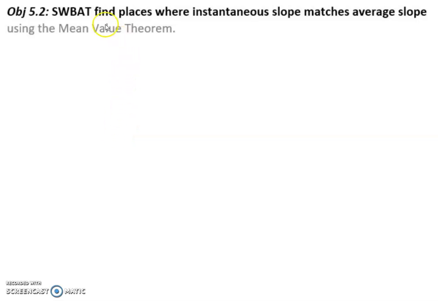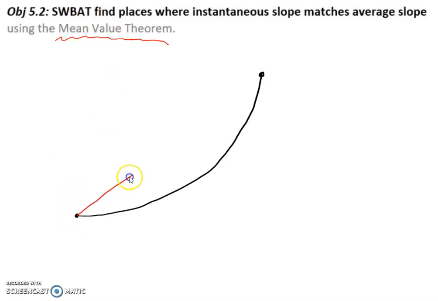All right, today's objective is that you will find places where instantaneous slope matches average slope using the mean value theorem. Just as a reminder, the mean value theorem says that if you have a continuous differentiable function between two endpoints, and you take the average slope between them, which is represented by this line, this is the average slope, also called the secant line.